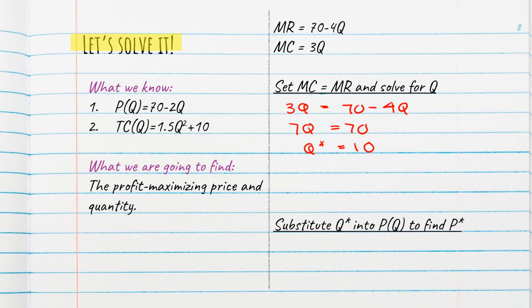Once we have that Q star, we can plug it into the inverse demand to find P star, the profit maximizing price. So P is going to be equal to 70 minus 2 times 10. 70 minus 20 is 50, so P star is equal to $50. So we solve for the profit maximizing quantity of 10 and the profit maximizing price of $50.